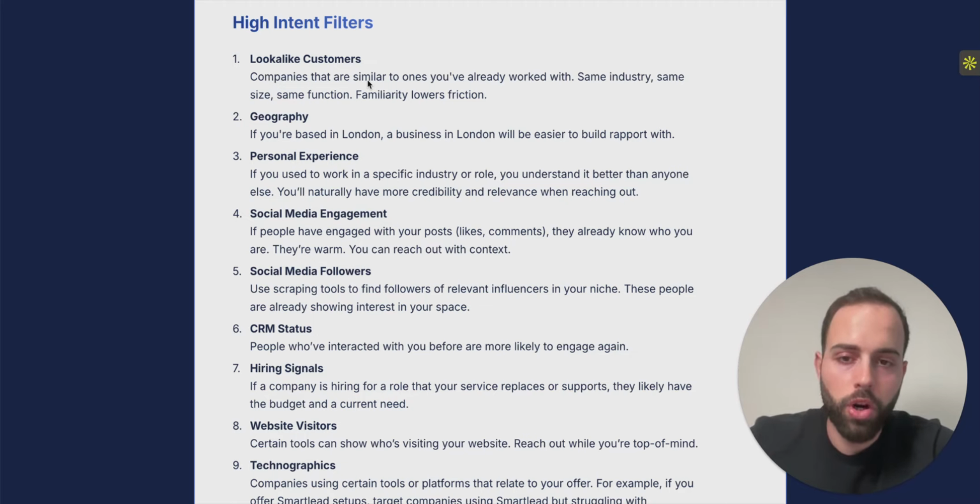Number three is personal experience. So if you used to work in a specific industry or role, then you probably understand it better than anyone else. So you naturally have more credibility and relevance when reaching out. Or maybe you have a degree in accounting, then it makes sense for you to reach out to accounting firms. So just keep in mind, whatever degree you have, whatever past experience you have working for a company, it's something that you should be leveraging in your outbound campaigns because it's going to differentiate you from the 99% of people that are also competing for those customers.